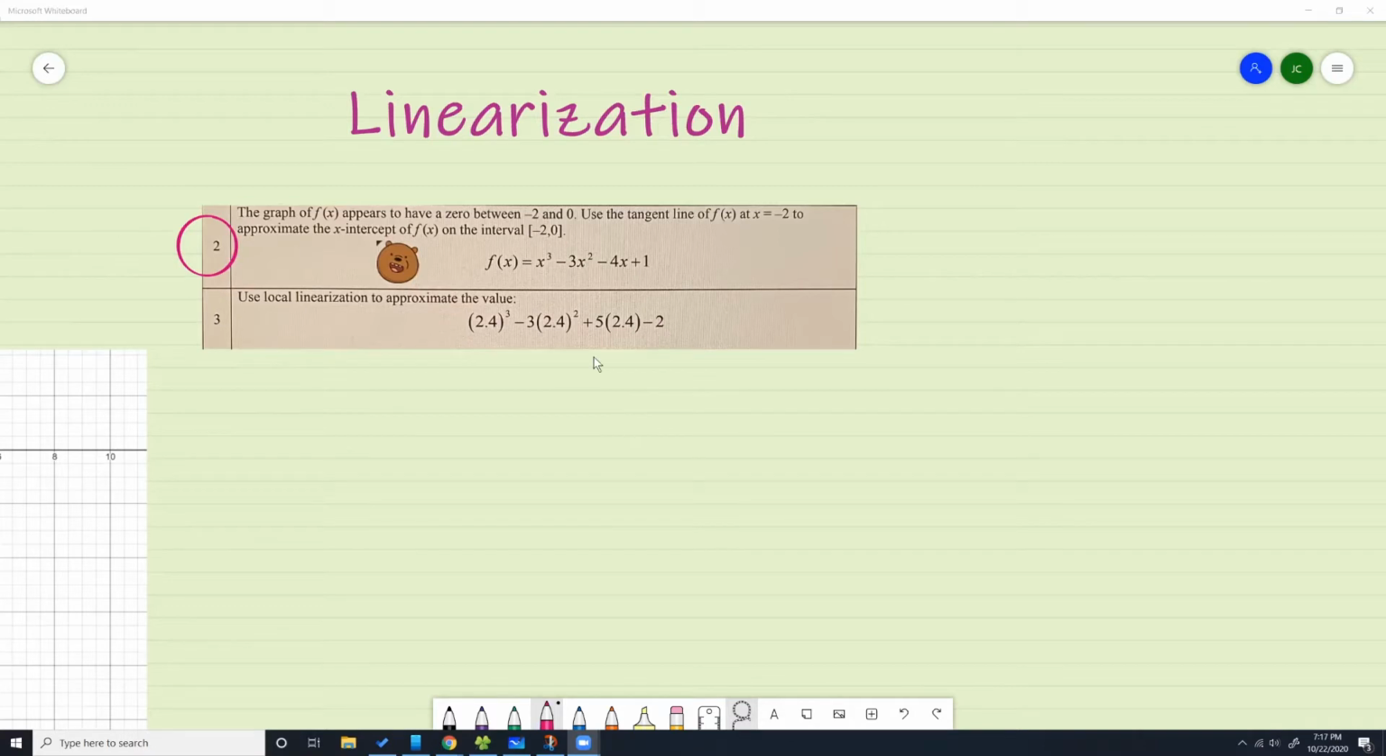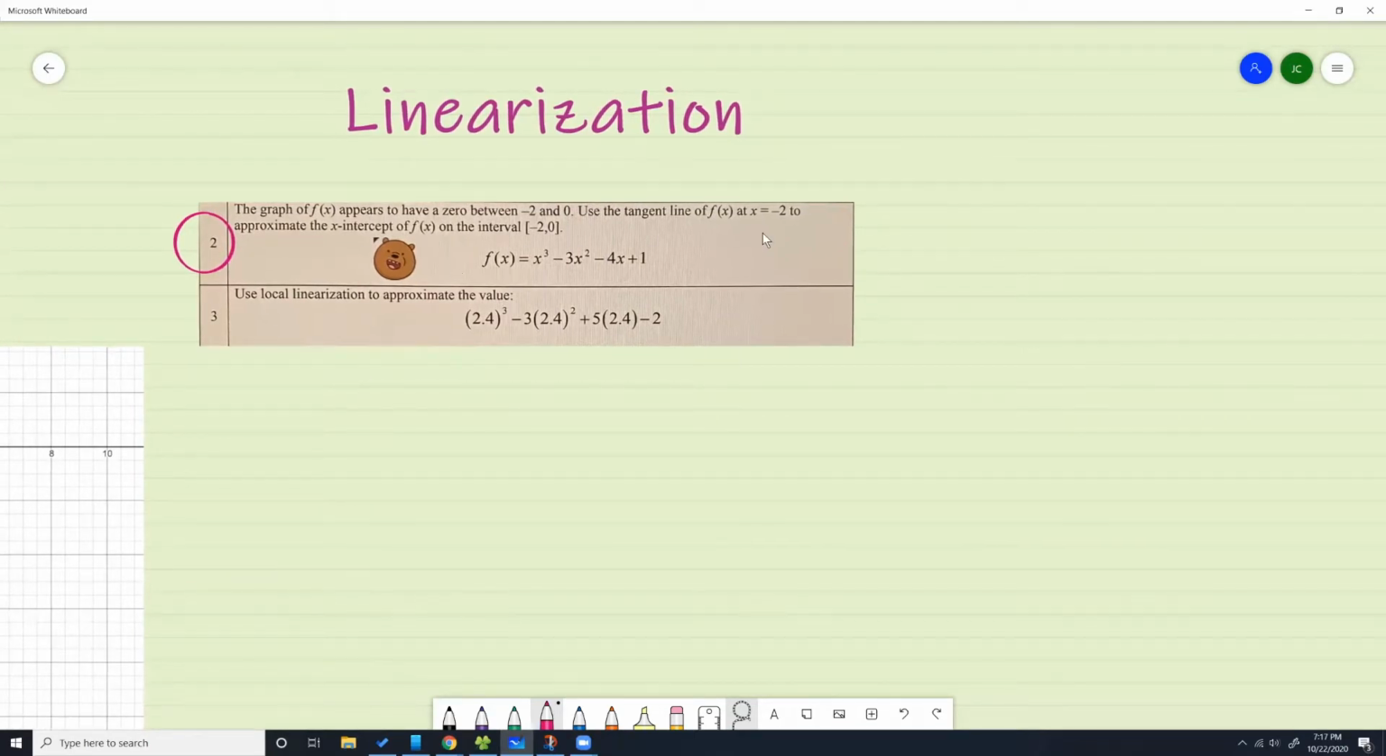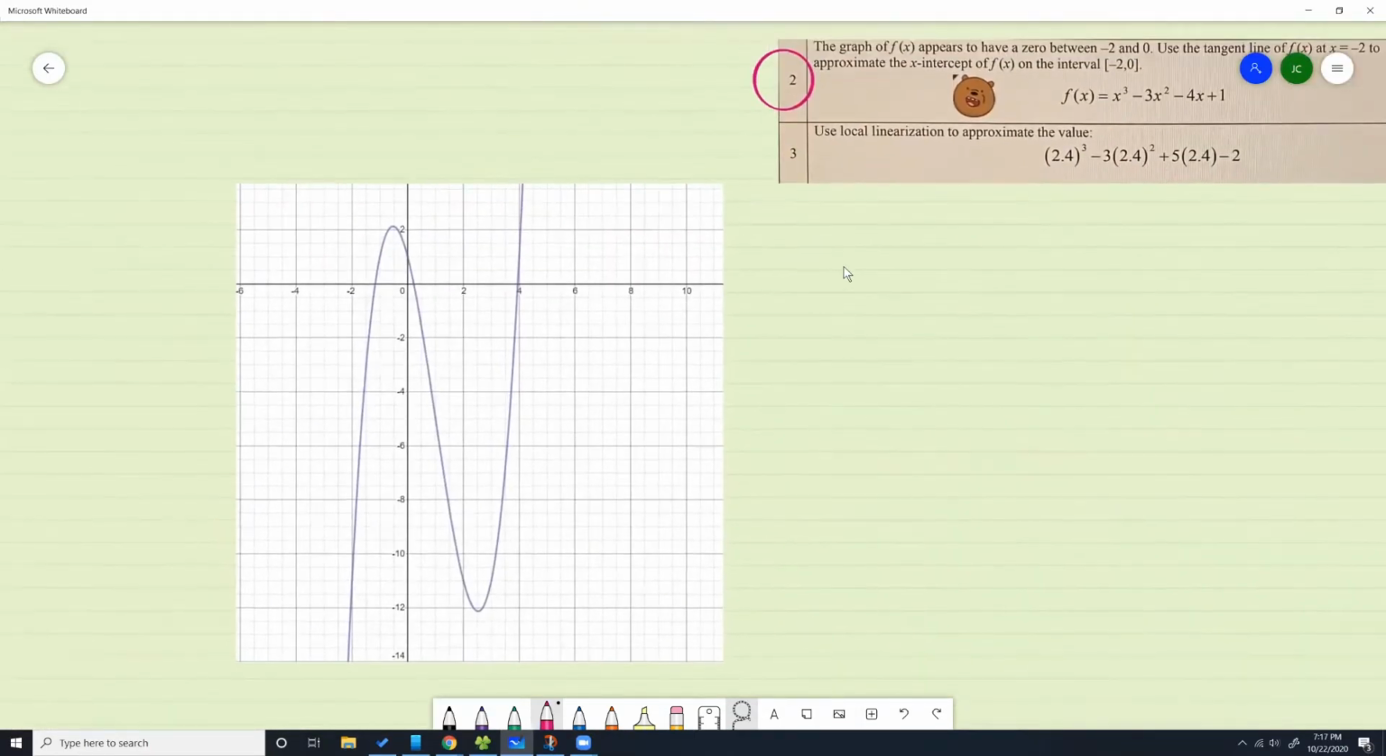Okay, so we're gonna do a linearization problem. It's number 2. You can read the directions, but I think this one would be easier with a visual. Not that you need it, but a visual will help you plan things out. So let's take a look. This is the curve f of x.